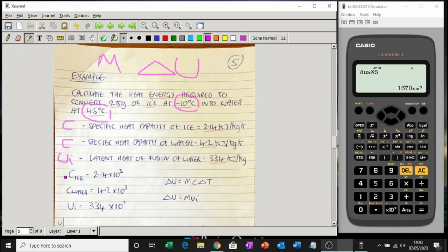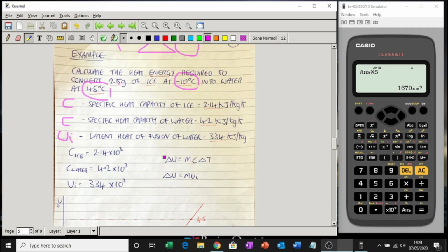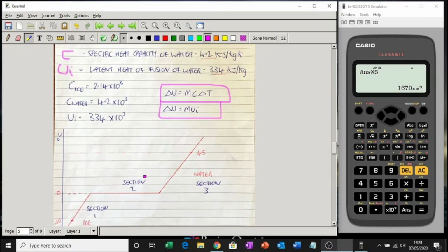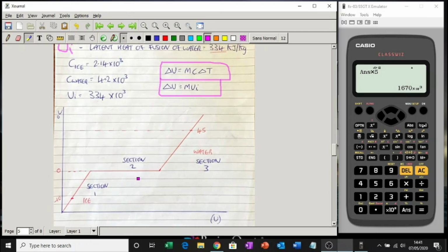So the C value for ice is 2.14 kilo. The C value for water is 4.2. And the latent heat of fusion is 334 kilo. So that's the formula we're going to be using, that one and this one. Now this is where it is handy to do a little graph. So we know that this is what it's going to look like roughly.